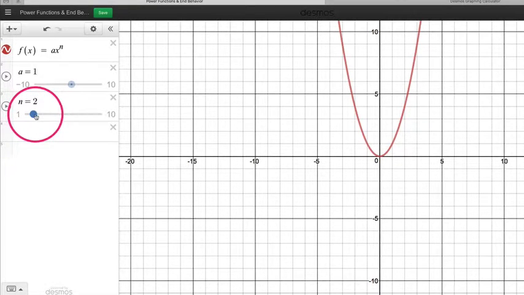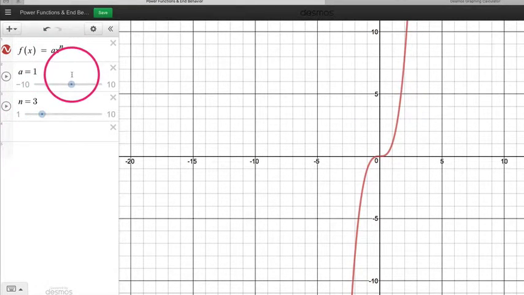If we go third degree, we get 1x cubed is our function. This is our cubic function that goes through 0, 0, 1, 1, but is also this odd function that goes through -1, -1, positive 2, positive 8, -2, -8.